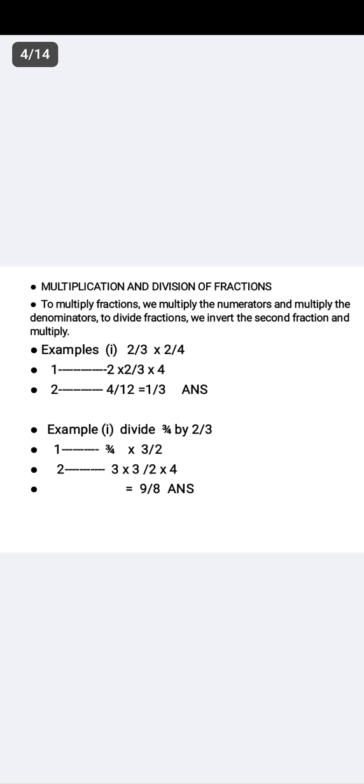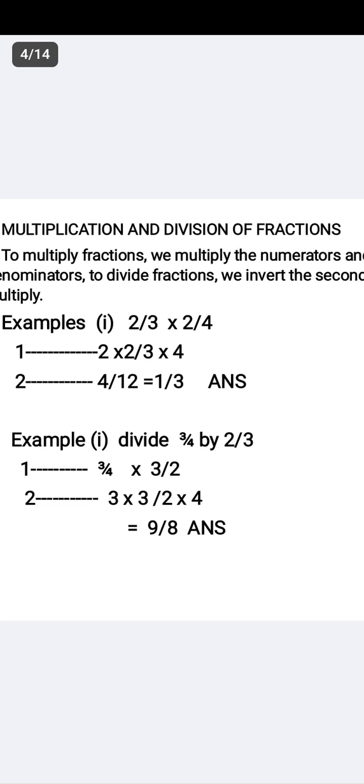So there are two things we know here. To multiply fractions, multiply the numerators and multiply the denominators and reduce if possible. And to divide fractions, invert the second fraction and multiply. So multiplication and division of fractions are almost the same. The only thing is that when you want to divide two fractions, you invert the other fraction and multiply. Is that clear? Now, we're going to take examples.